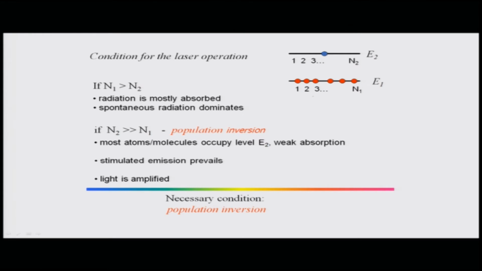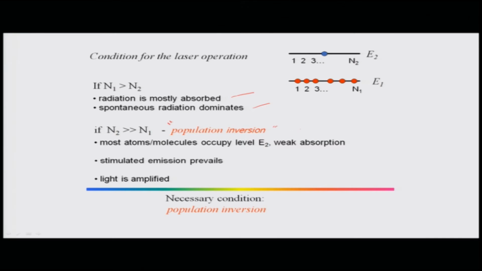If we have N1 occupancy in the ground or the lower energy state and N2 occupancy in the excited higher energy state, then if N1 is greater than N2, which is typically the case for most systems, radiation is absorbed and spontaneous radiation dominates. That is what we found. On the other hand, if N2 is much greater than N1, that is the condition which we defined as the population inversion, because the other case is the regular case of the population which we generally find.